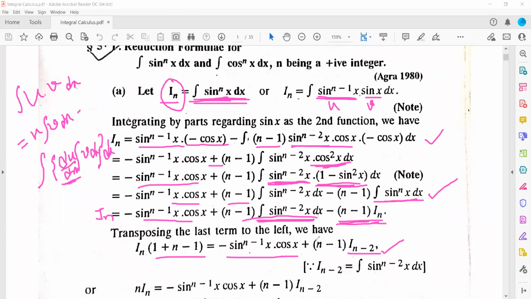Yes, sir. Okay, now see here, this n into In will cancel out. n into In is equal to, this line will be the same. This n minus 1, In minus 2, same thing. Okay.